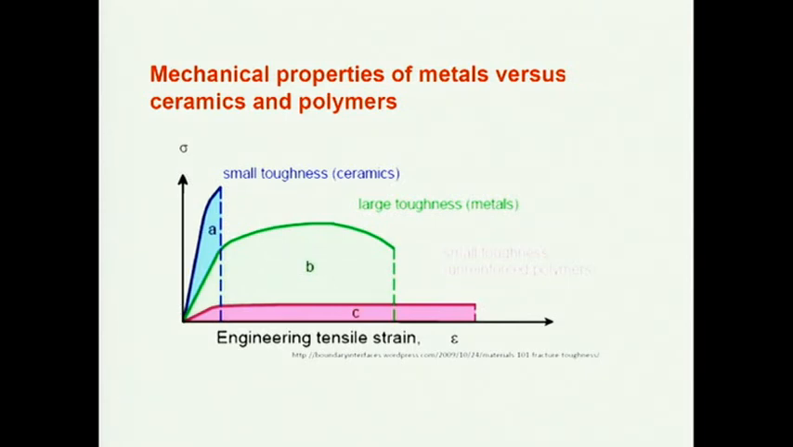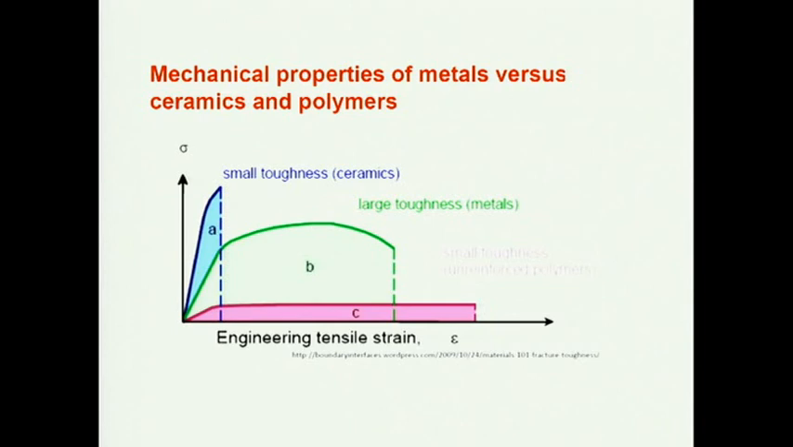So when we see different types of biomaterials like ceramics, metals, or polymers, how they behave in the stress-strain curves, small toughness is ceramic, so that when you apply a small amount of stress, it will resist it and then it will break, the ceramics.